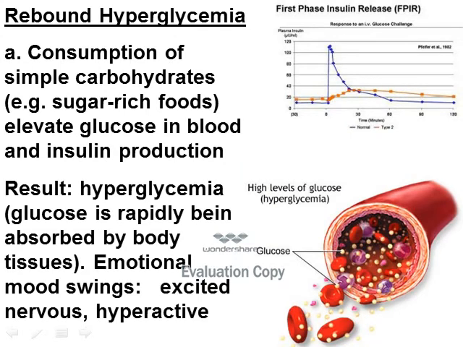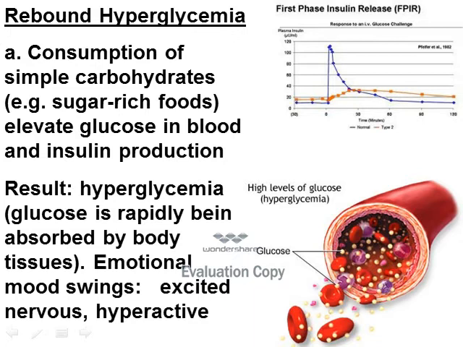Rebound hypoglycemia is something we can avoid. It starts with the consumption of simple carbohydrates. So someone has a donut and maybe a latte, coffee with lots of sugar. This is going to elevate glucose levels in the blood, and the body's going to respond. The pancreas is going to make lots of insulin. And so we have this rapid absorption of glucose by the body tissues in a stage called hyperglycemia.